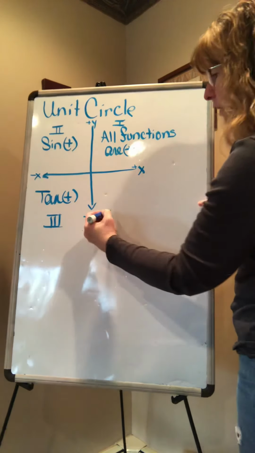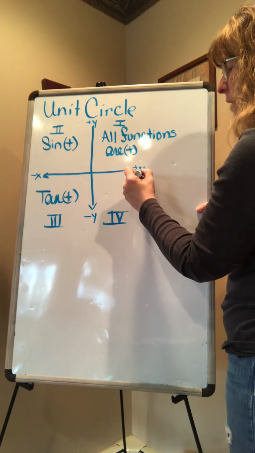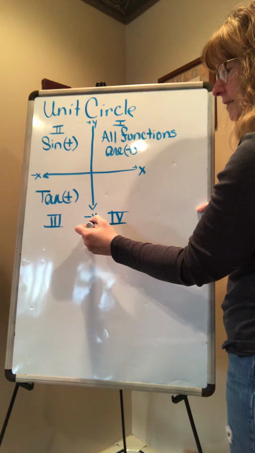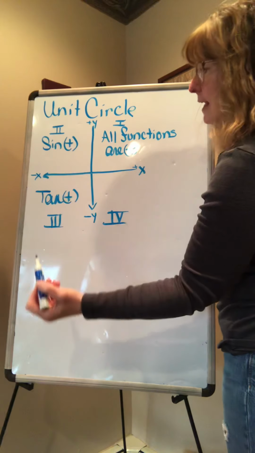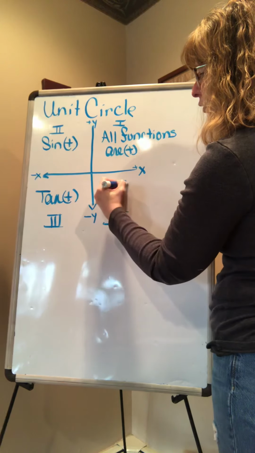Moving now to quadrant 4. Cosine is positive, sine is negative, which again would make tangent negative. So quadrant 4 is cosine's quadrant.